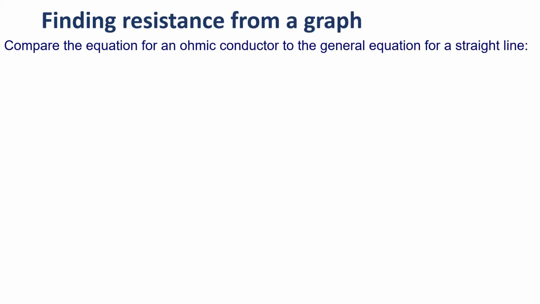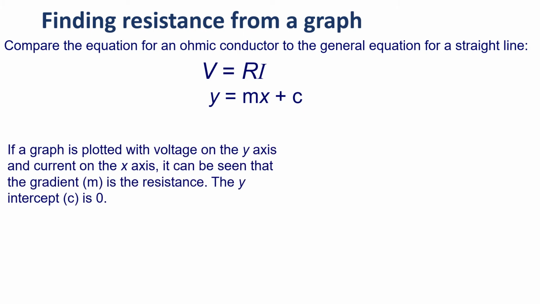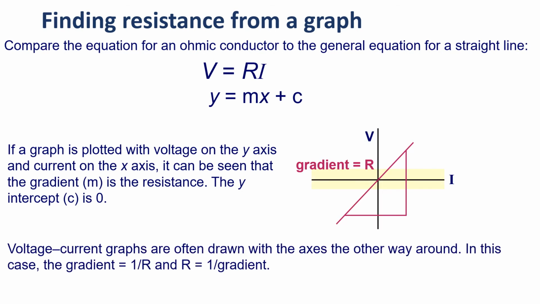So I'm going to show you how you can find resistance from a graph. Compare the equation for an ohmic conductor to the general equation for a straight line. So V is proportional to I, where R is a constant. You can compare that to the straight line. If the graph is plotted with voltage on the y-axis and current on the x-axis, and you can do it either way depending on which variable is your dependent and independent, it can be seen that the gradient will in fact be the resistance.